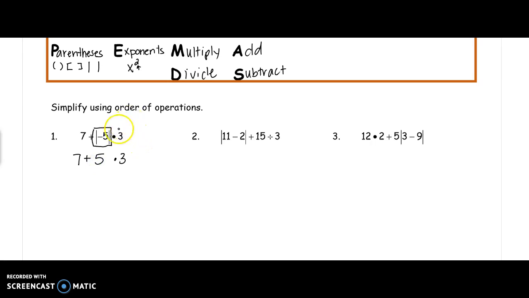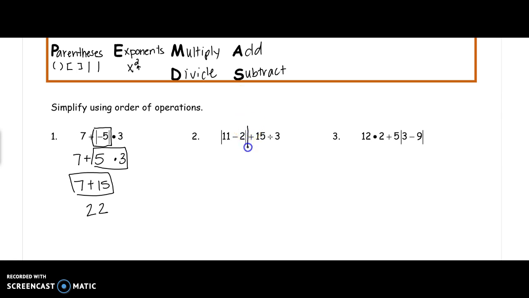Now we're going to follow PEMDAS. Parentheses are done, we don't have any exponents, but can we multiply or divide? Yes, we can multiply 5 times 3. So we're going to bring down what we're not simplifying. Then 5 times 3 is 15. And the last operation is add or subtract. We have to add. So 7 plus 15 is 22, and 22 would be your answer.